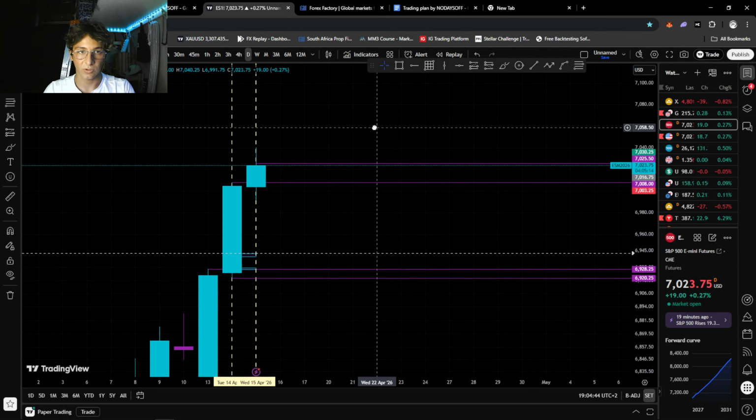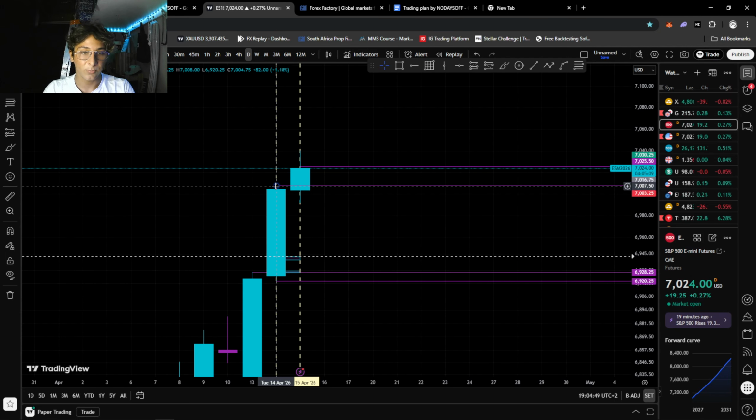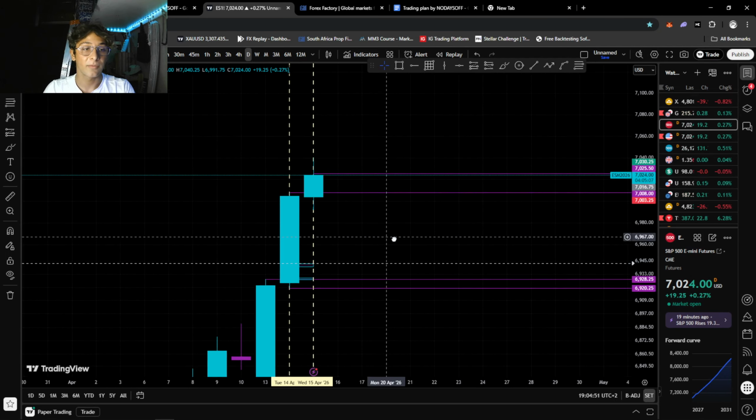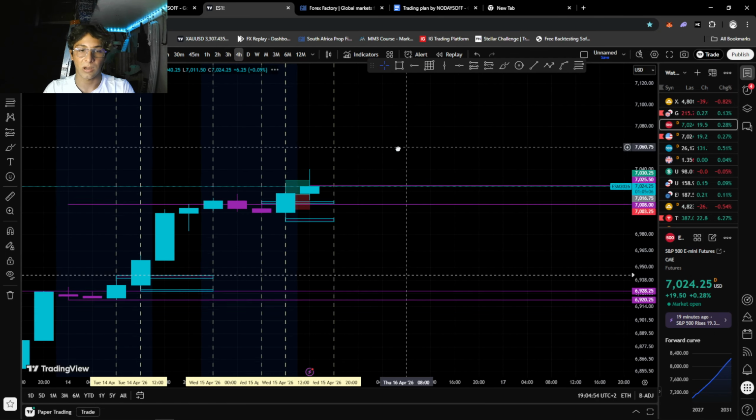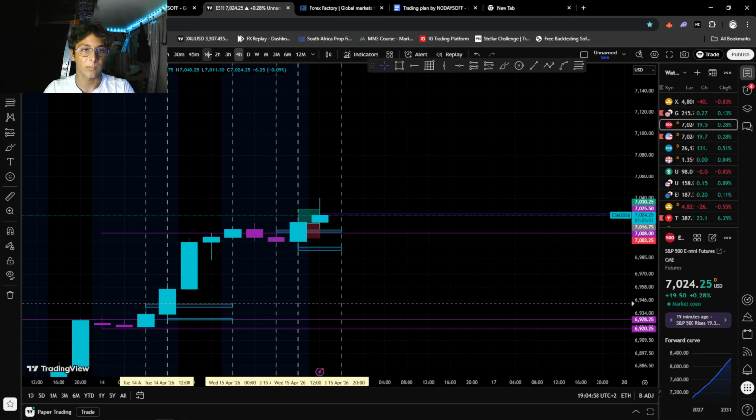So we start on the daily time frame on the S&P 500. We mark out the highest point and the lowest point of the previous day. Then we look at the 4 hour a little bit, see what the general trend is. For me, I'm very bullish in this situation, so I'm looking for longs.